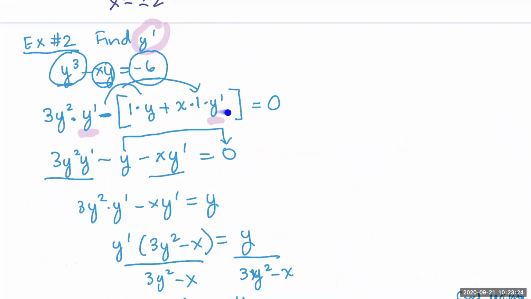Okay, so on the product rule, the first step was to take the derivative of the first function, which is x. The derivative of x is just 1. So we take the derivative of x, it's 1, and then we multiply it by y. On the next term for the product rule, this time you leave x by itself, and then you take the derivative of the other function, which is y. And the derivative of y is just 1. But then anytime you take the derivative of y, you're going to multiply by y prime.